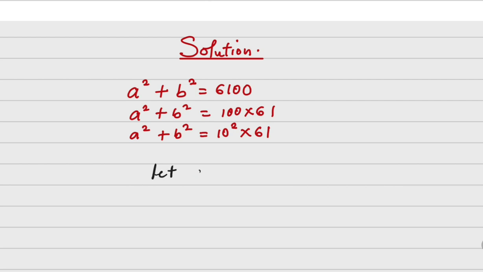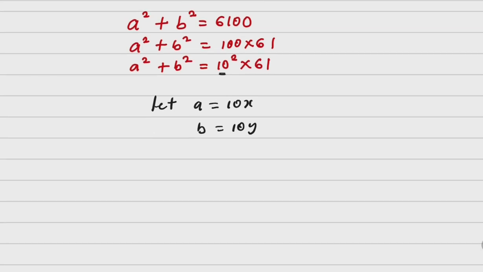Let a be equals to 10x and b be equals to 10y. Now, you see, why I'm doing this is because I'm looking for a way to take away this 10 squared. Okay, so substituting back the values of a and b into the equation, I'm going to have 10x all squared plus 10y all squared is equals to 10 squared times 61.